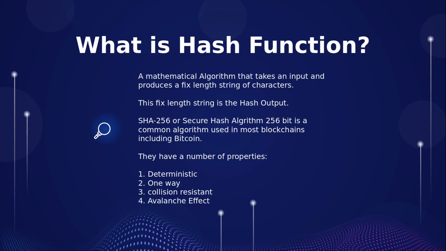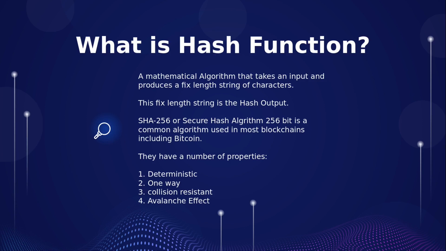Hash functions have several important properties. The first property is deterministic: the same input will always produce the same output hash. The second property is one-way: it is computationally infeasible to reverse engineer the original input from the hash output. And the third property is collision resistance: it is highly improbable for two different inputs to produce the same hash output. And finally, we have the avalanche effect: a small change in the input will result in a significantly different hash output.